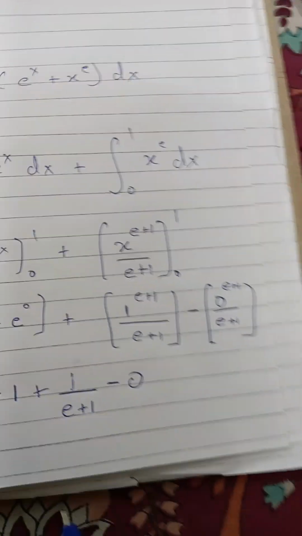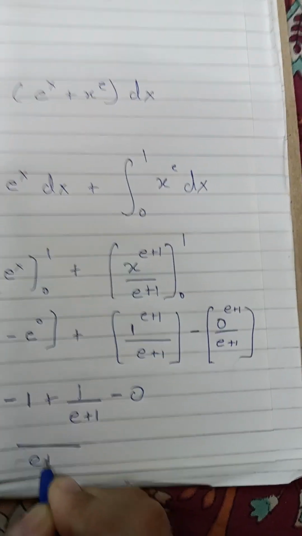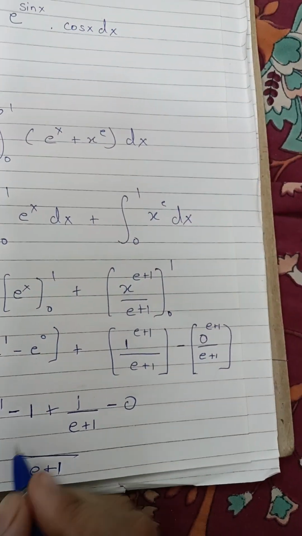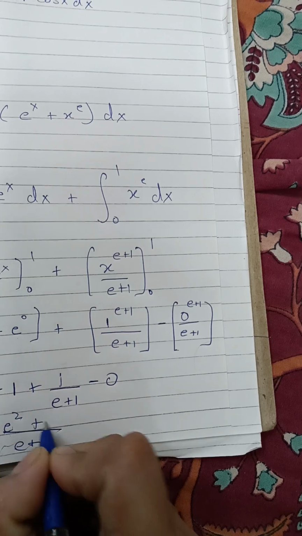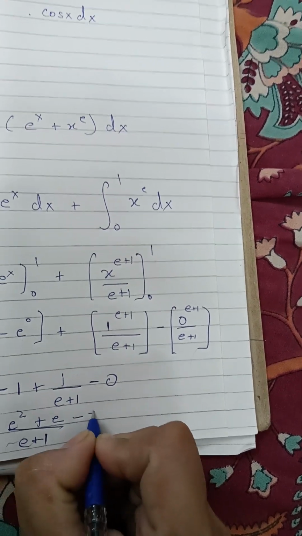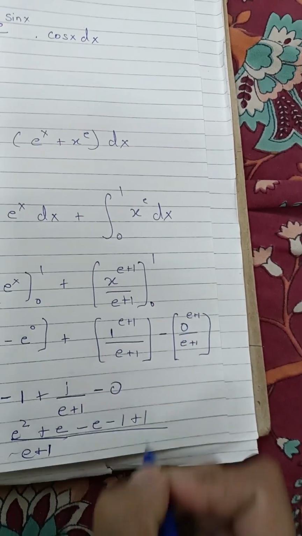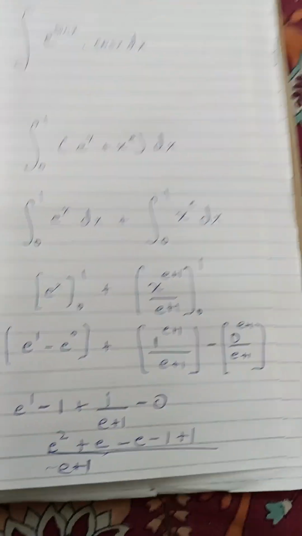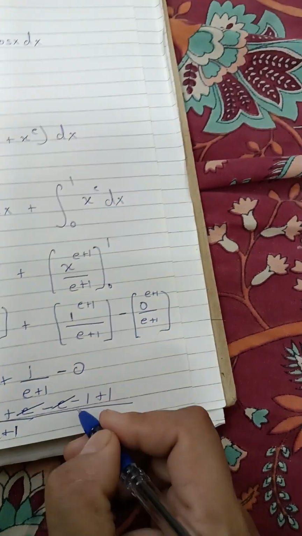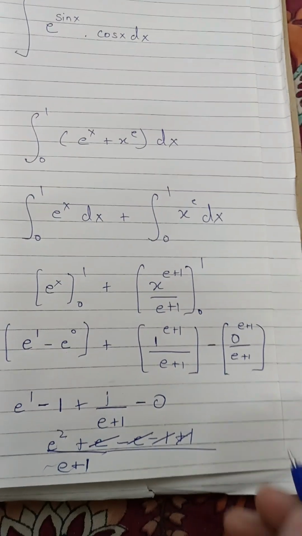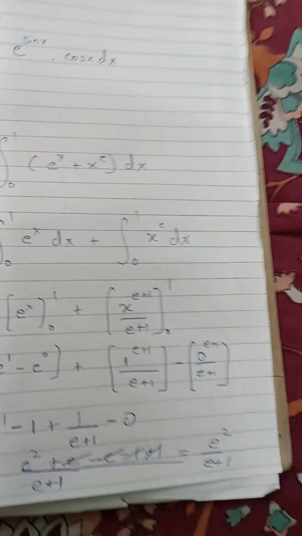So finally, we will take the LCM. LCM will be e plus 1. So it becomes e square plus e minus e minus 1 plus 1. If you just take LCM, now plus e and minus e will get cancelled out, plus 1 and minus 1 will get cancelled out, and the final answer will be e square upon e plus 1.